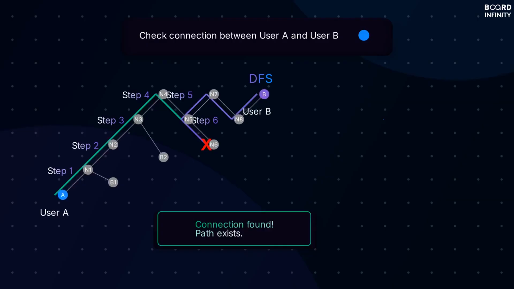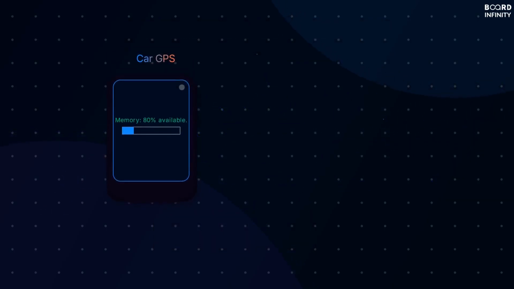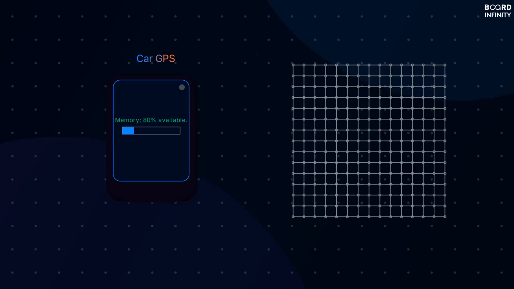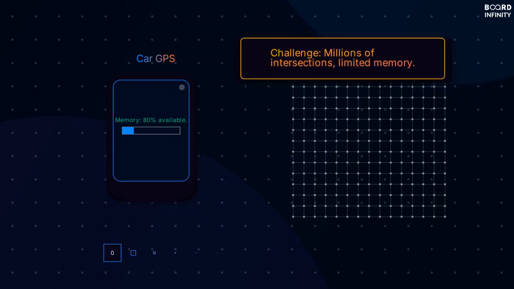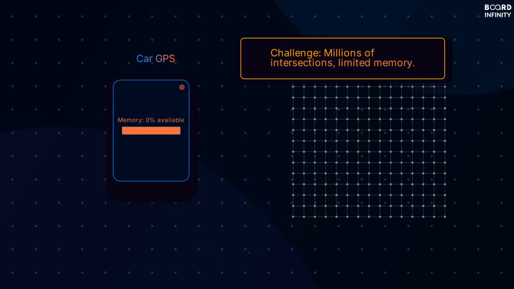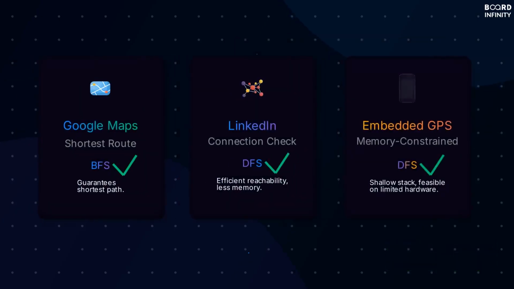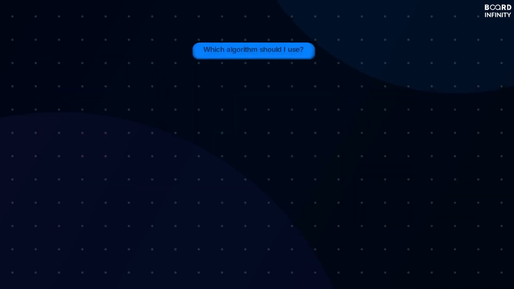Finally, consider an embedded GPS device in a car. It has limited memory and might need to navigate millions of intersections. BFS would quickly overflow the queue in such a scenario, demanding too much memory for the device. But DFS can explore the network with a shallow stack, making it feasible even on constrained hardware and avoiding memory issues. So how do you decide which algorithm to use?